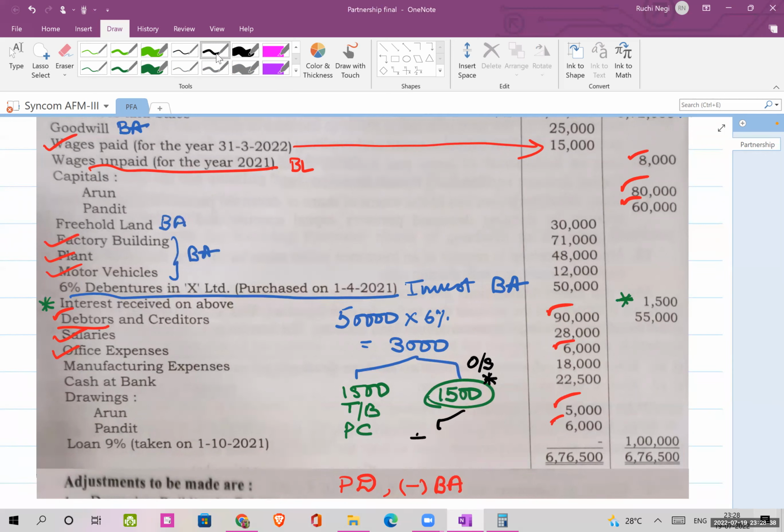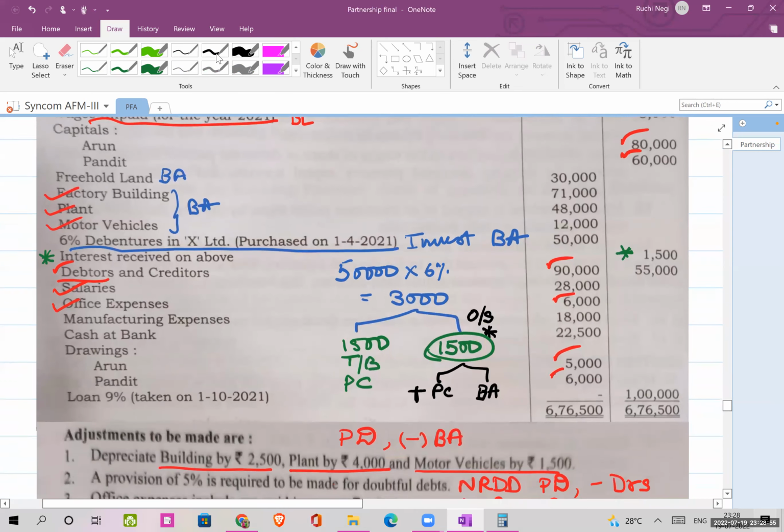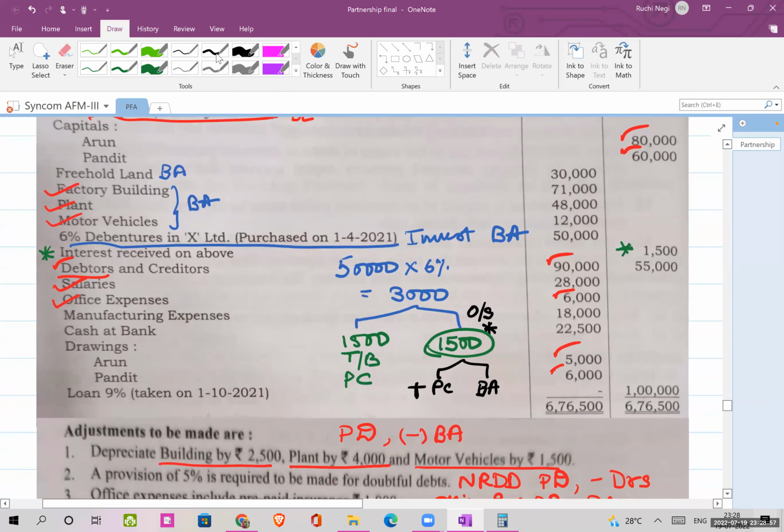सो दिस विल बी एडेड, and added where? P&L credit side to interest received. और इसका सेकेंड इफेक्ट किधर आएगा? बैलेंस शीट asset side. Okay, so this is a hidden adjustment. Make a note of this.